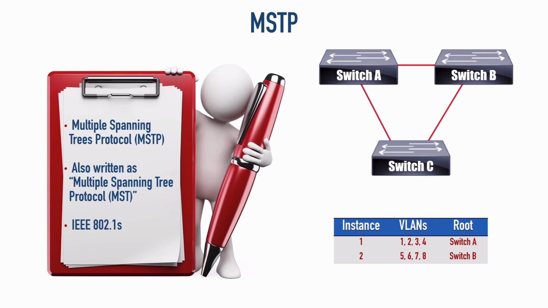We assign them to the instance that has their optimal spanning tree, so this is really the best of both worlds, isn't it? We're minimizing the number of spanning tree instances that we have to run while making sure every VLAN has an optimal spanning tree for that VLAN's traffic flow. That's a review of the theory of Multiple Spanning Trees Protocol. In our next video, we're going to take a look at its configuration.